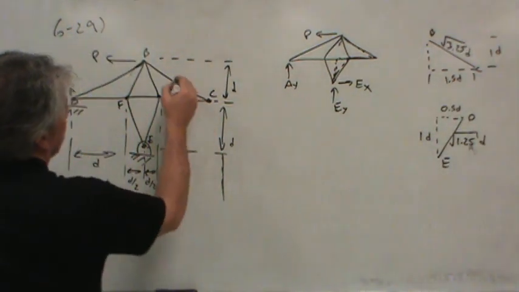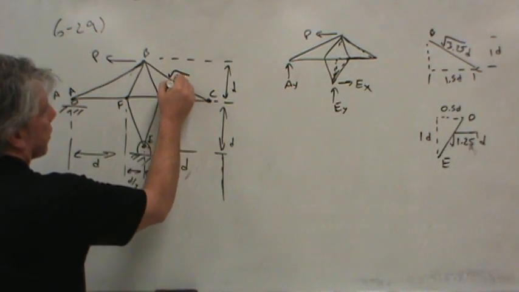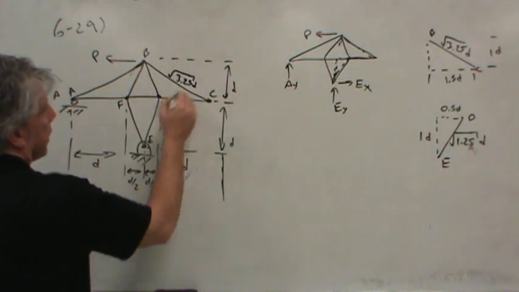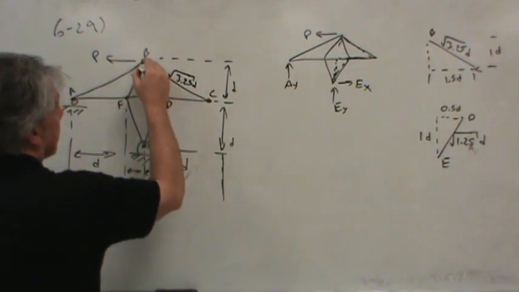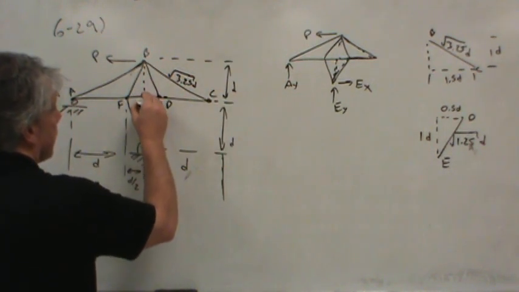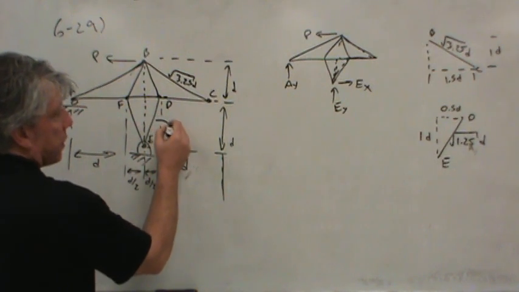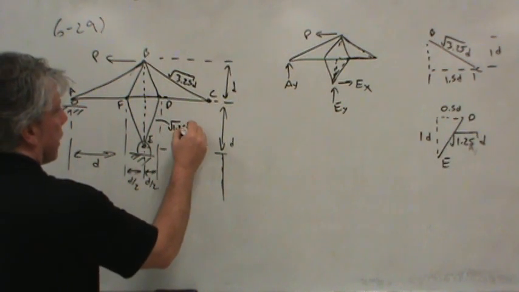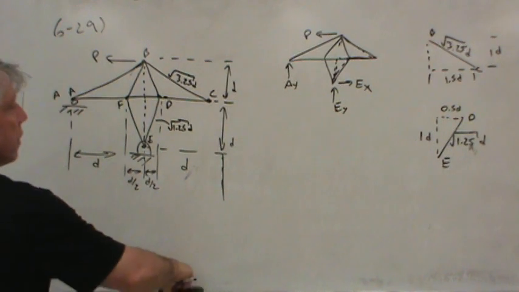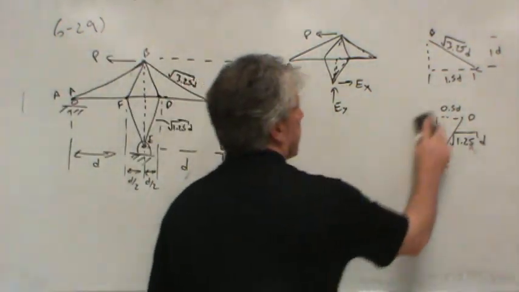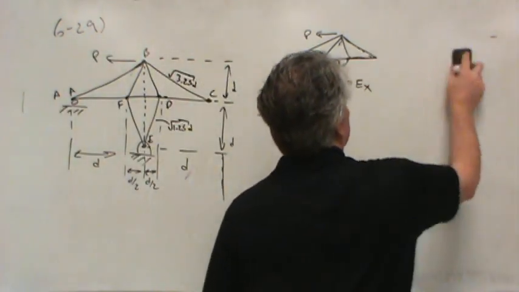I'm going to make a note of that geometry over here, because I'll probably need the space and I'll end up erasing that. So that's part of this triangle. Let's be careful. And this hypotenuse is root 1.25 D. All the other dimensions we need should be there. So I think we're done with the geometry.